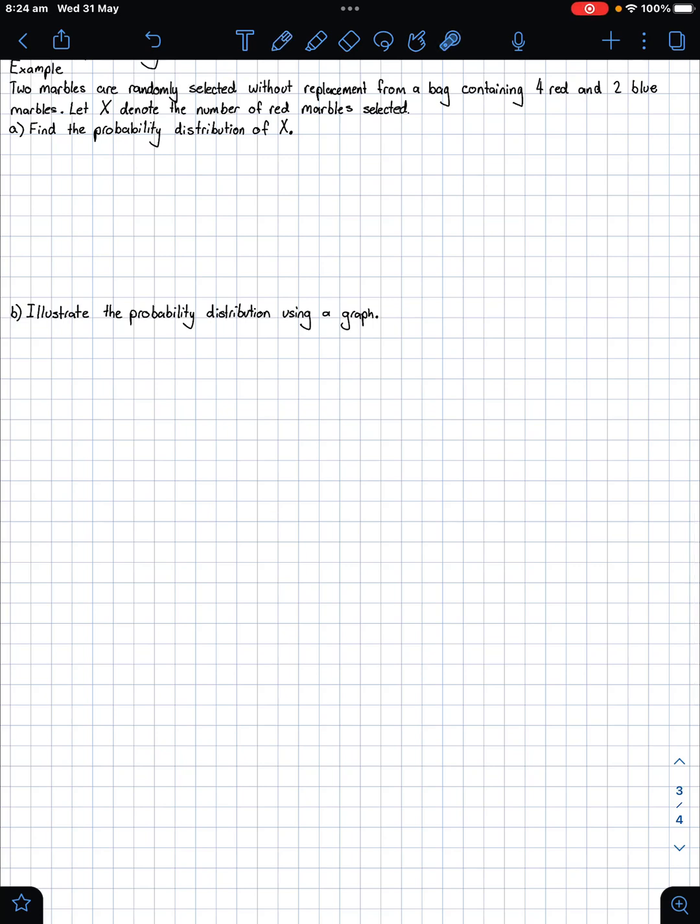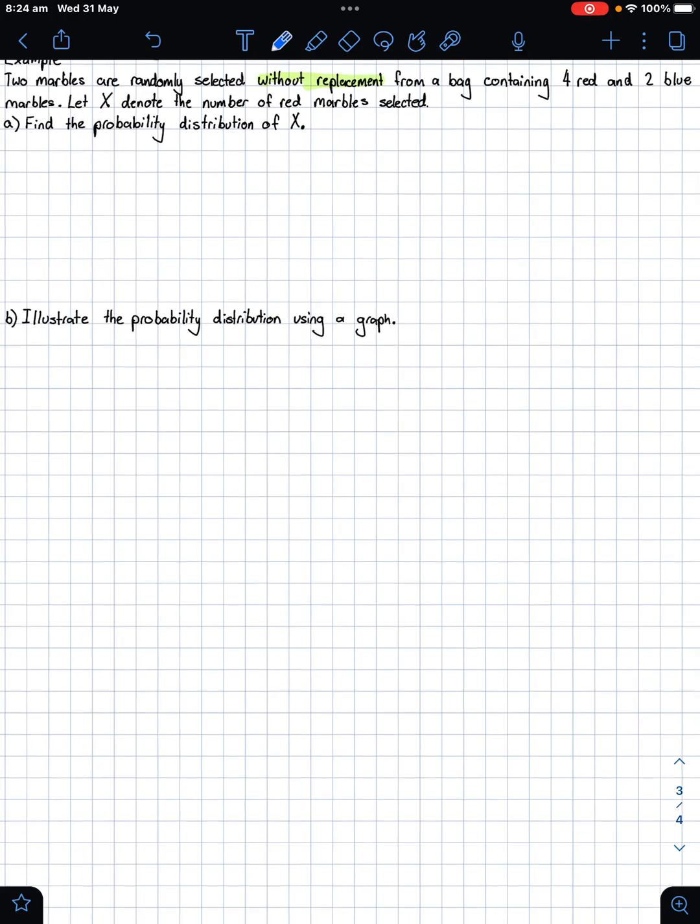Another example question. So this one here, we've got a scenario. 2 marbles are randomly selected without replacement. So if you have a highlighter, that is super important, without replacement, from a bag containing 4 red and 2 blue marbles. Let X denote the number of red marbles selected. So we've got to find a probability distribution for this scenario.